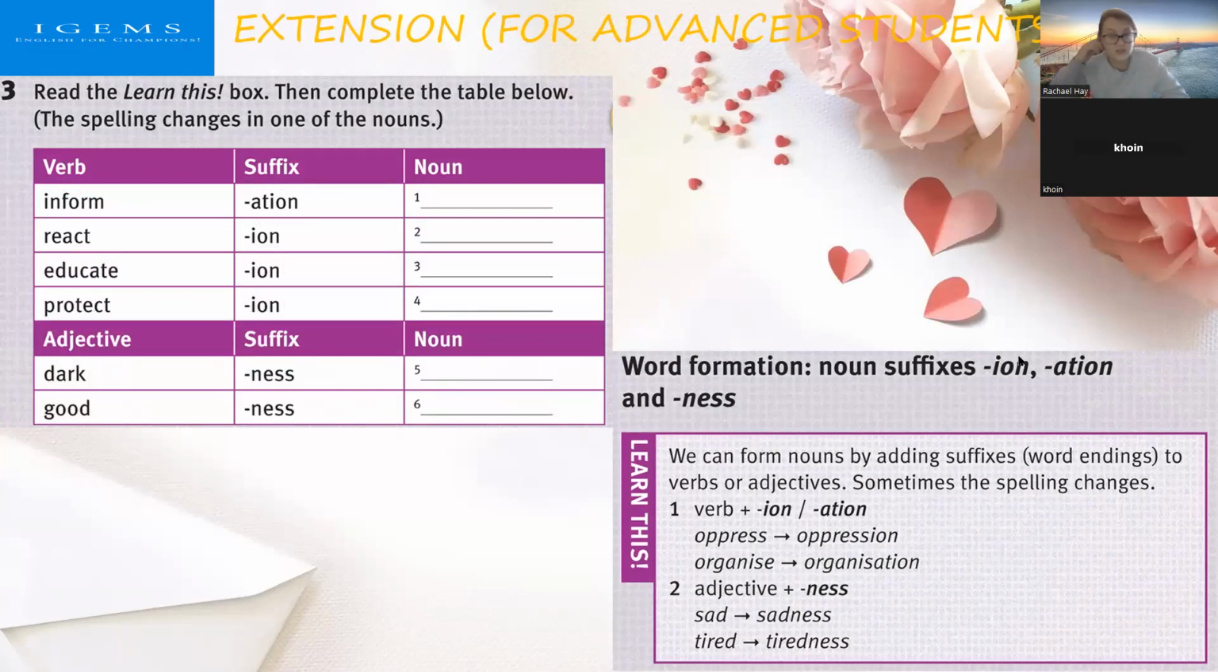Extension for advanced students. Okay, so read the Learn This box and complete the table below. The spelling changes in one of the nouns. Okay, so we can form nouns by adding suffixes, so word endings, to verbs or adjectives. Sometimes the spelling changes. So we can add ion or ation. So oppress will become oppression. Organize becomes organization. Then we can also add ness to an adjective. So sadness, tiredness, sleepiness.